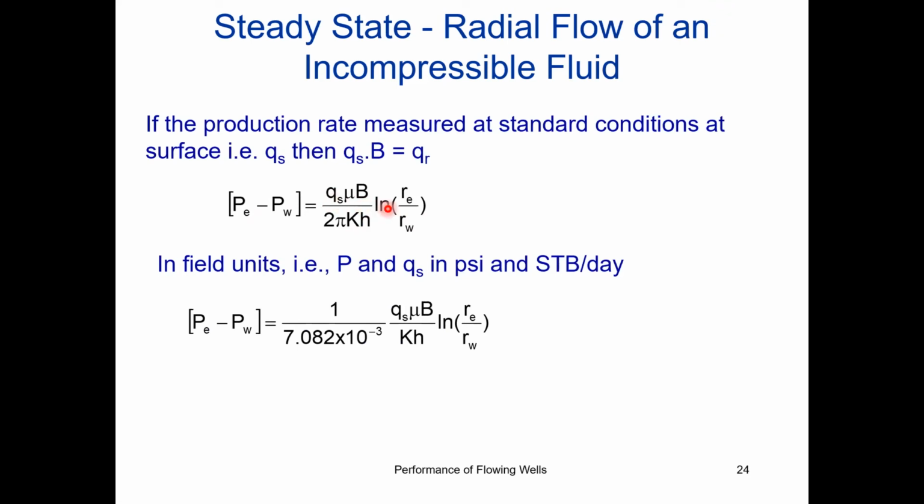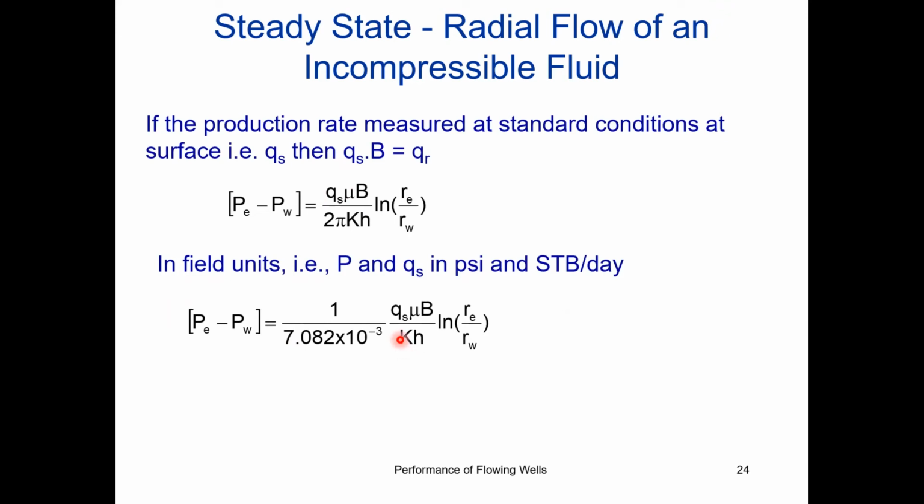So here we converted the Q to Q at surface. Q at surface involves the oil formation volume factor. Oil formation volume factor is the volume of the oil at reservoir condition divided by the volume at surface condition, separator condition. So if you put these numbers, the equation would be this.